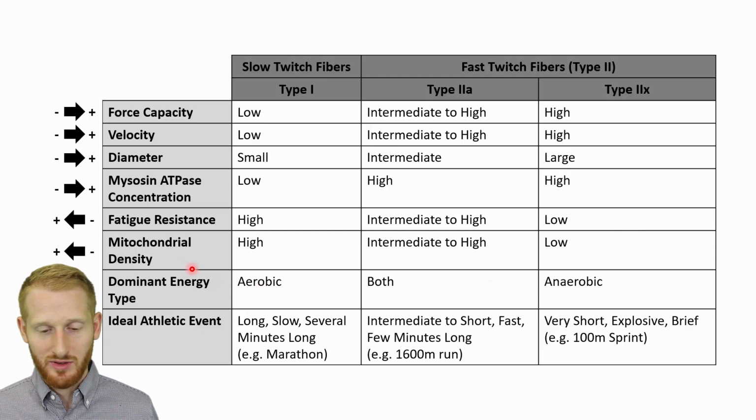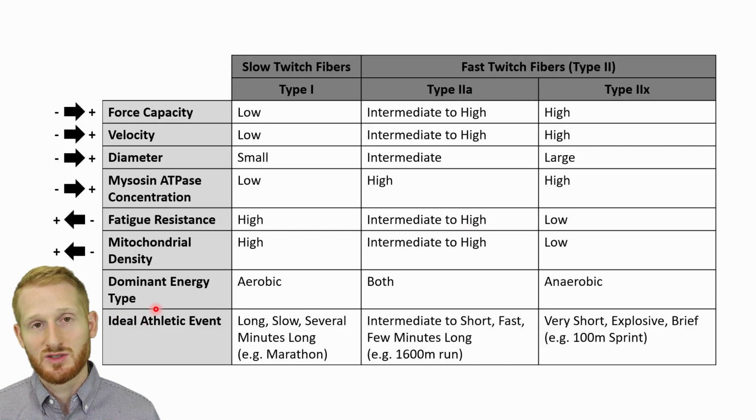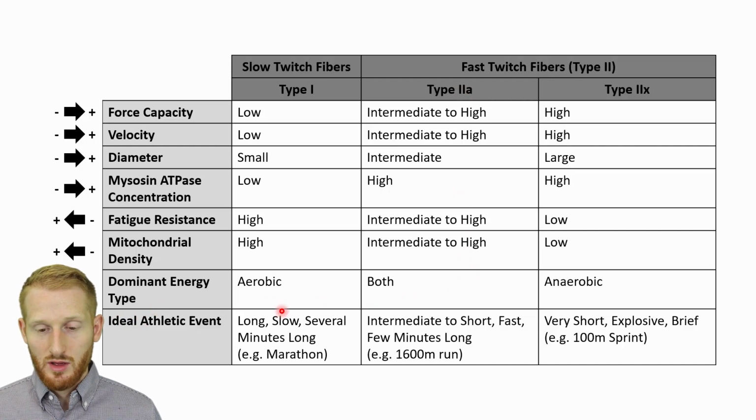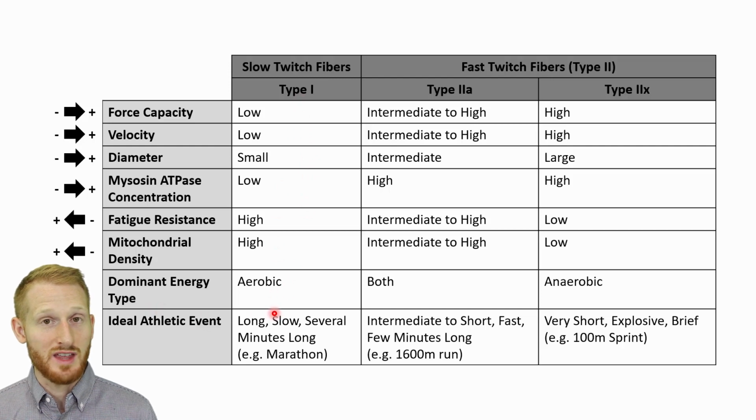Mitochondrial density, same thing, a high density in type 1s, a lower density in type 2Xs, with the type 2As somewhere in the middle. Looking at the dominant source of energy, the type 1 muscle fiber types are going to be mostly aerobic. Again, when you think of aerobic metabolism, you should be thinking of long, slow, endurance-based activity. Because that's what these type 1s are good at, they're going to use mostly aerobic energy sources.